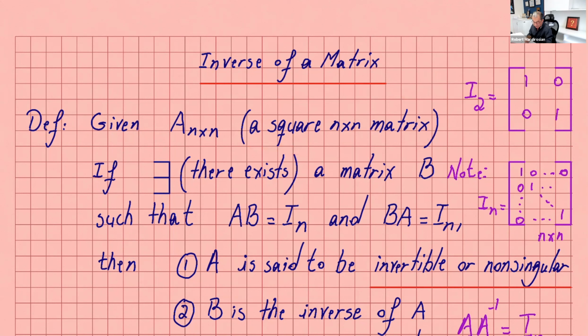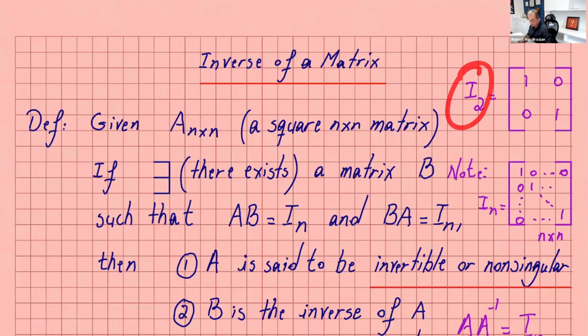We say if there exists a matrix B such that A times B is going to give us In and B times A is going to give us In. Let's go over In. If you haven't seen this before, I'm sure you have. In is the identity matrix. In is just the matrix that has ones in the diagonal and zeros everywhere else. If you take a matrix and multiply it by the identity matrix, the answer will always be that matrix.